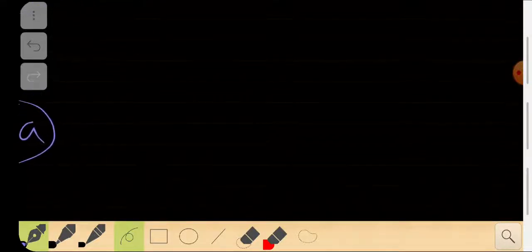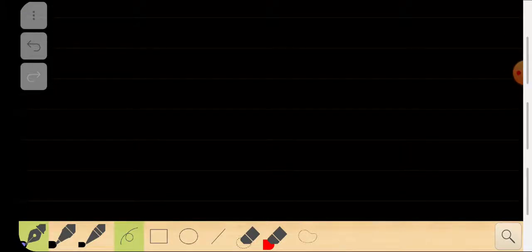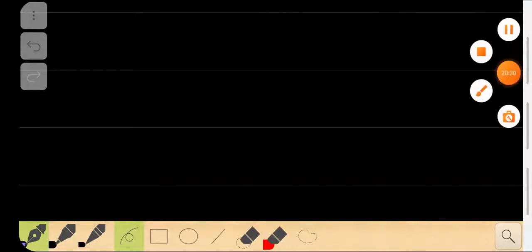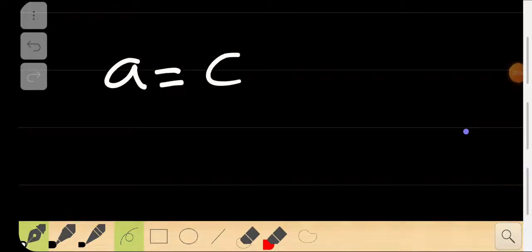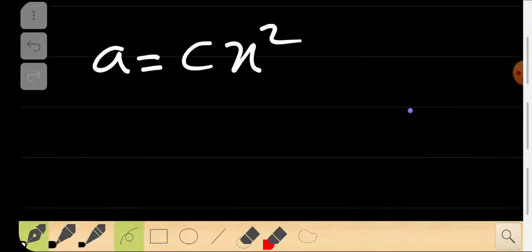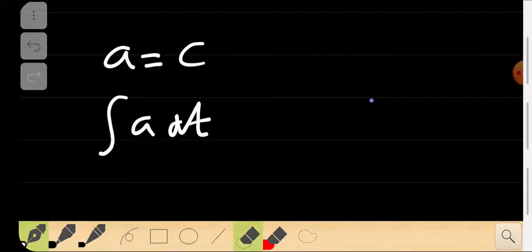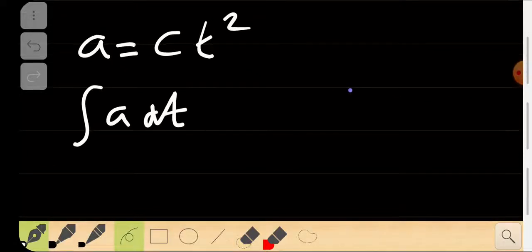Okay, so if it is not an accelerated system, or you can say if it is a varying acceleration, let a be some c times x square. Okay, let it be like that. Now what you can do is integrate this a with respect to t. Let this be in terms of t, so that you have a sense of notation. Let a be c t square.